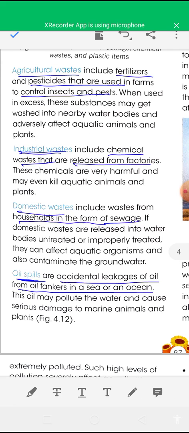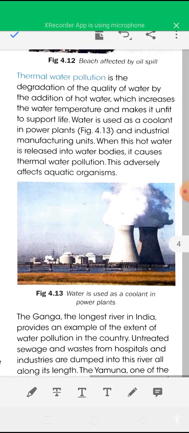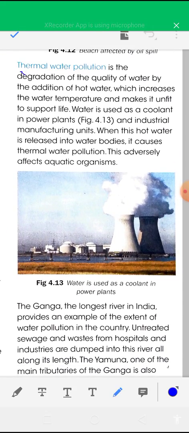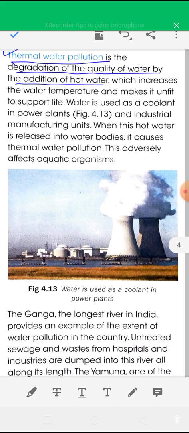And one more cause: thermal water pollution. When hot water is mixed with normal water, the water will be polluted. Thermal water pollution is the degradation of quality of water by the addition of hot water, which increases the water temperature and makes it unfit to support life.